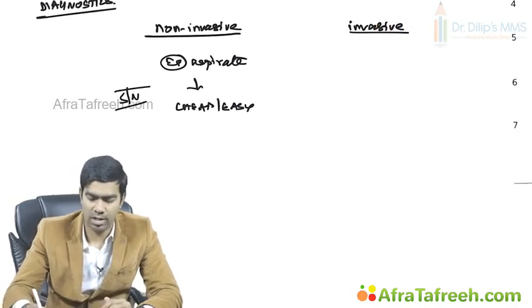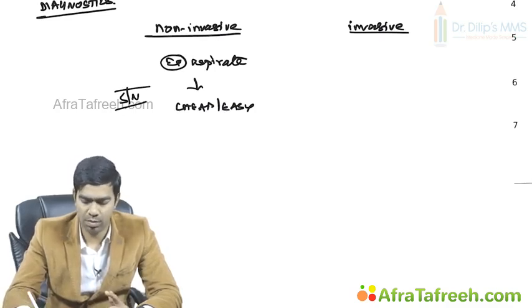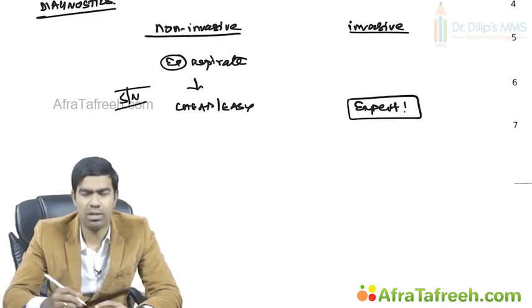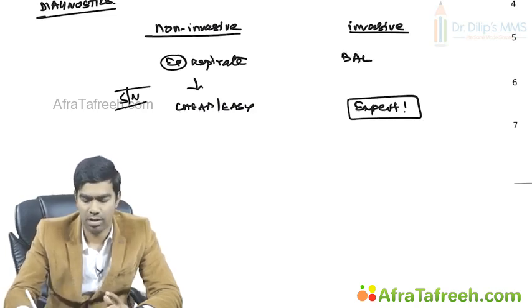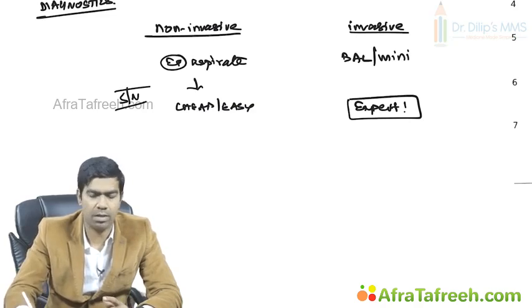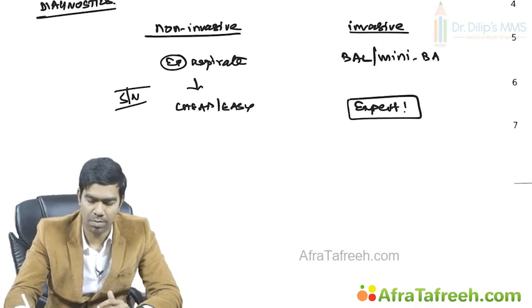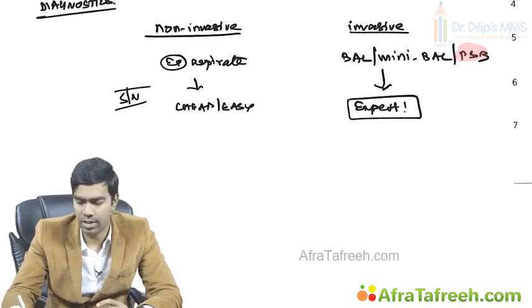Invasive techniques, on the other hand, are cumbersome, but still specific. They are very cumbersome to do, which means they need an expert. Definitely, it needs an expert who has to do this procedure. For example, a bronchoalveolar lavage needs a pulmonologist or any expert who is specialized in doing a bronchoscopy, or a mini bronchoalveolar lavage, or you can do a protected specimen brush. That's called PSB, protected specimen brush.